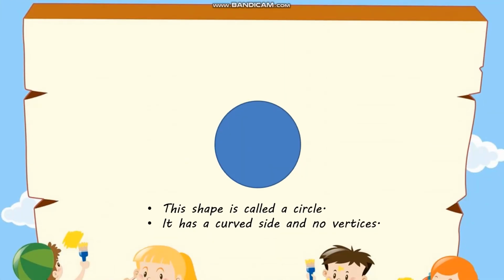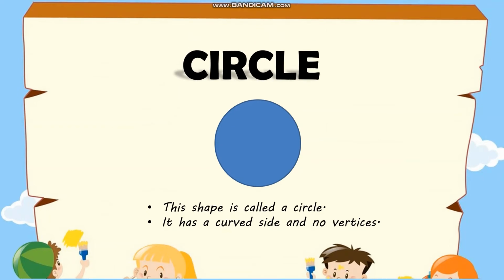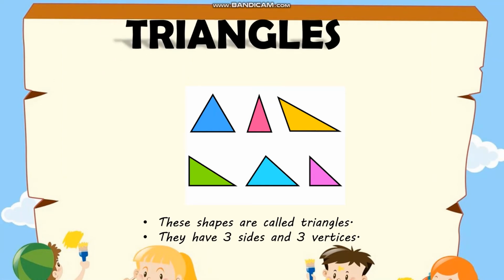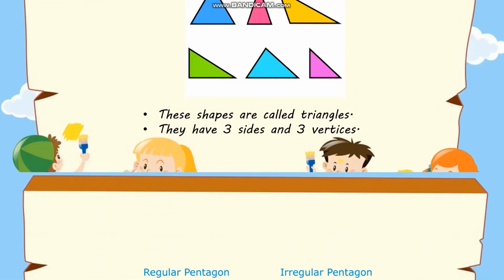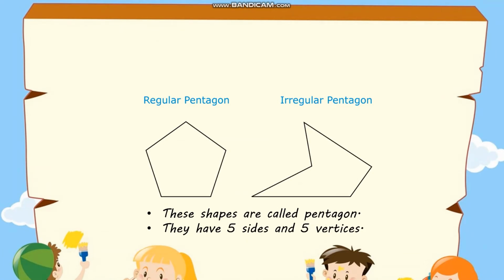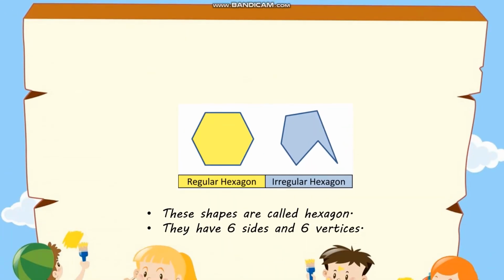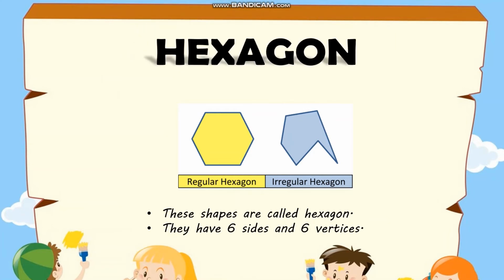A shape with 1 curved side, but there is no vertex, we call that circle. A shape with 3 sides and 3 vertices is what we call triangle. A shape with 5 sides and 5 vertices is what we call pentagon. A shape with 6 sides and 6 vertices is what we call hexagon.